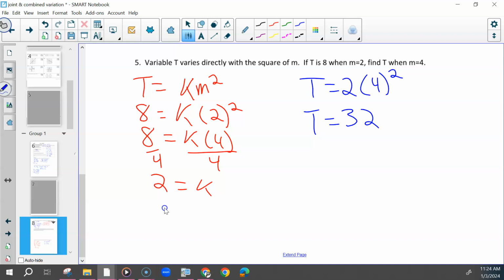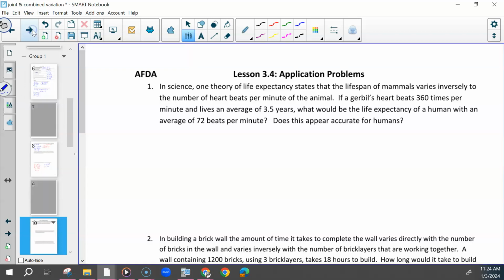Right. Now we're going to do some application problems. So go to the next page. Some of these are strictly varies directly. Some of them are strictly varies inversely. Some of them are a mixture. Some are jointly. You just have to pay attention to the words. So we're going to skip 1 and jump to number 2.